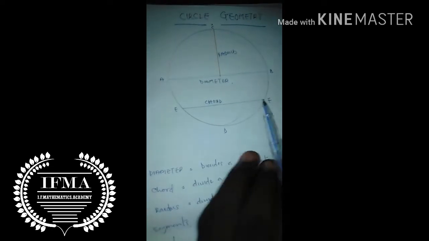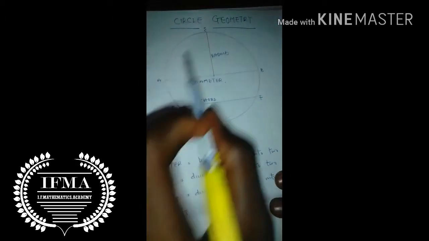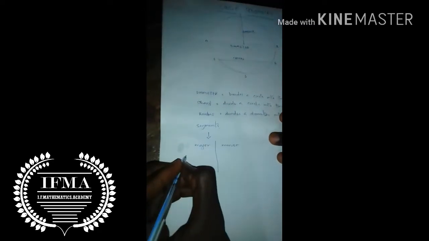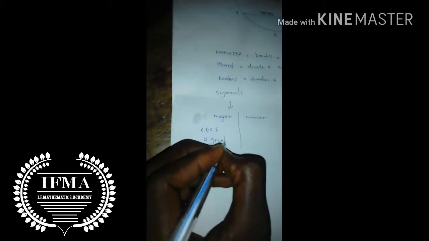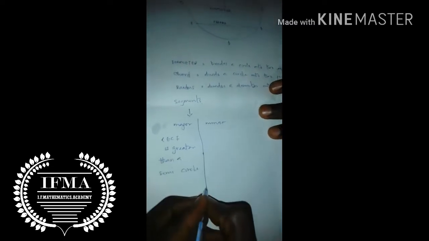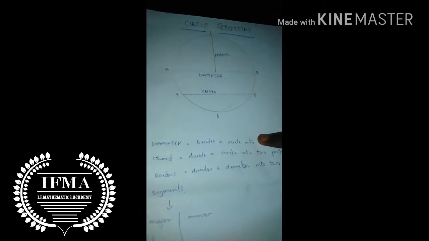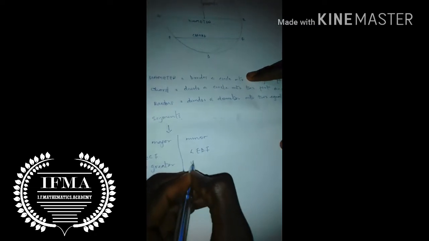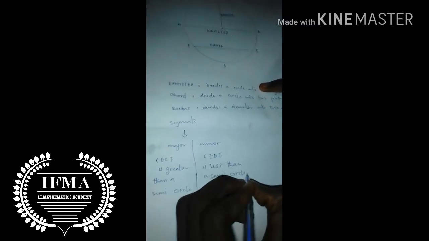So this chord here to this C, that's angle ECF, is a major segment because it is greater than the semicircle. That's angle ECF is greater than a semicircle, and the minor segment is the part that is lesser than the semicircle, which is angle EDF. That is, angle EDF is less than a semicircle. That is that. So let's label our circle.